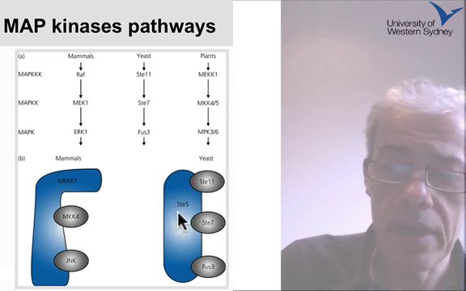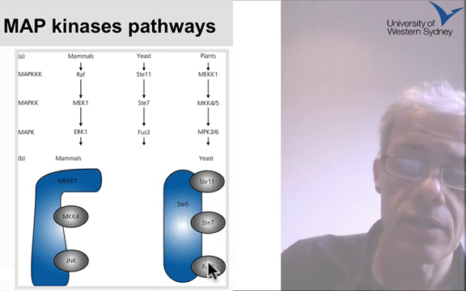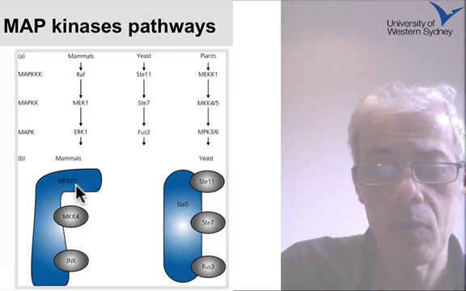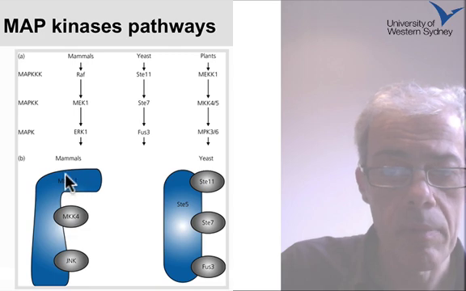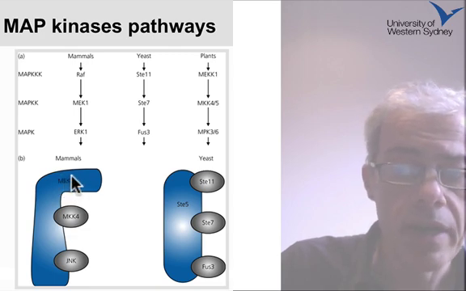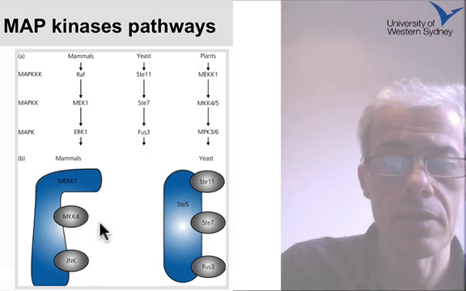Here's the yeast example here, where we have the 3 kinases held together by a scaffold protein, and here's an example where the upper kinase actually forms a scaffold for the 2 lower kinases as well.